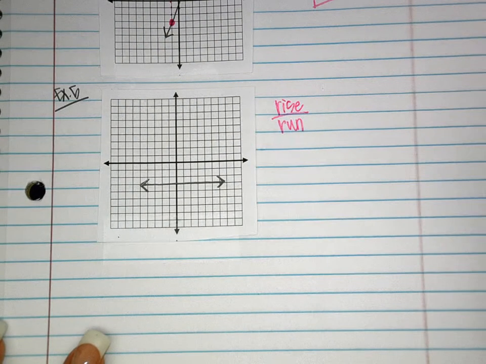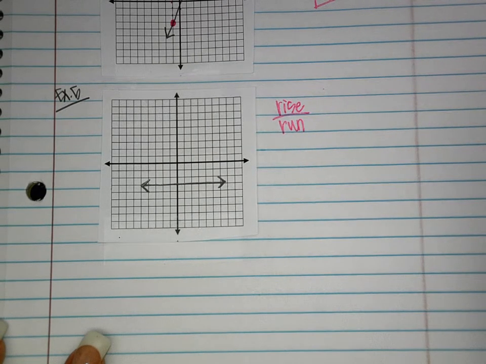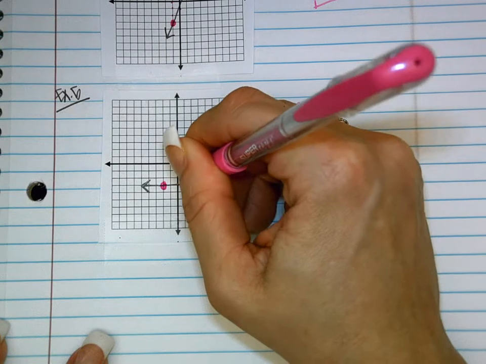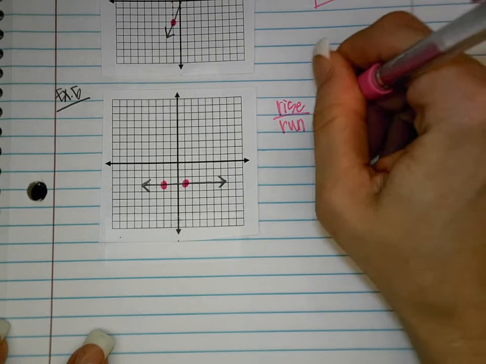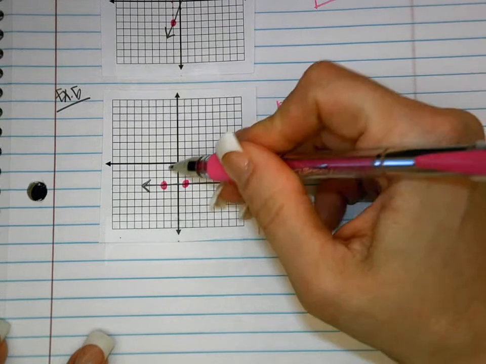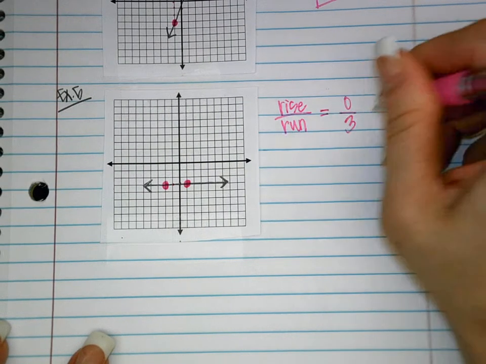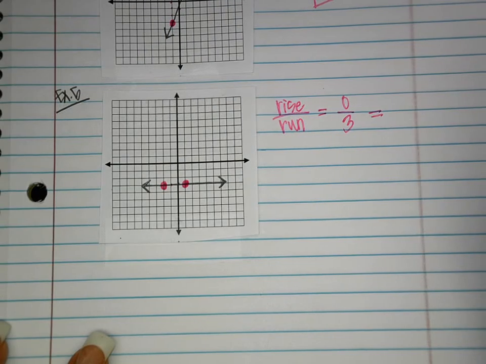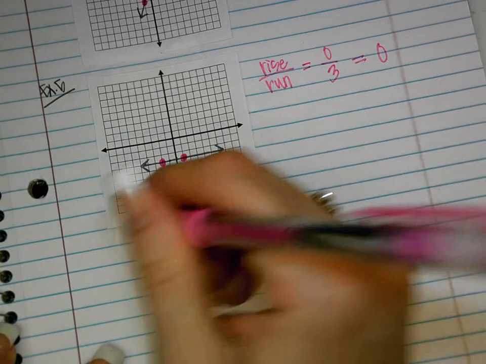So again, we have to pick 2 points. Where are there 2 exact points? Anywhere. Lots of places, right? Okay, let's say right here and right here. How much do you rise? 0. Over, how far would you go to get from this point to this point? Over 1, 2, 3. What is 0 over anything? Is it 0 or undefined? Okay, I want you to write a little saying for me.